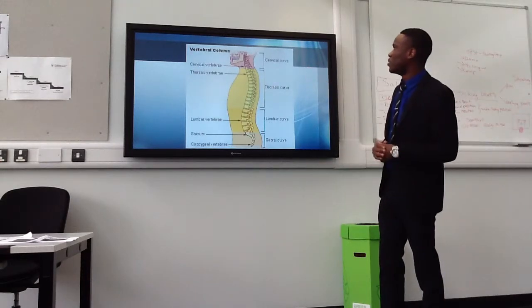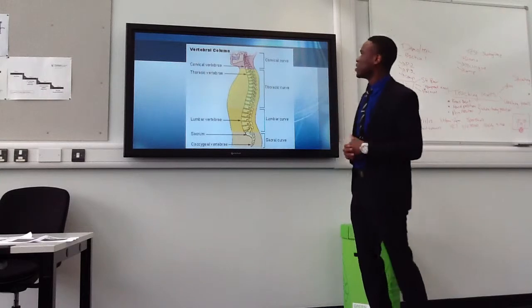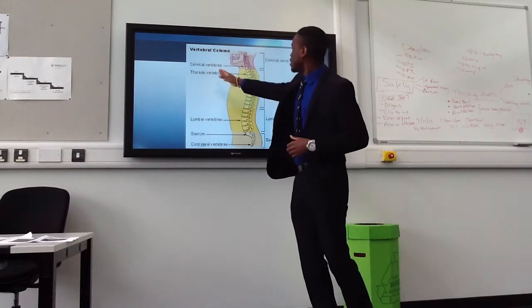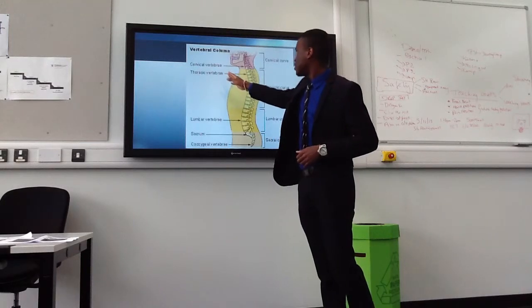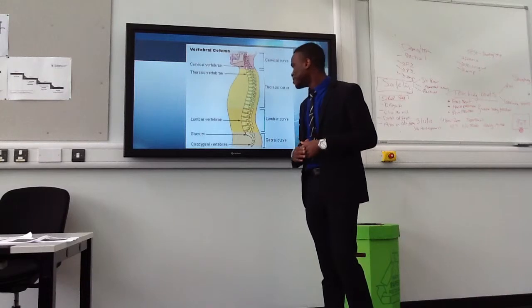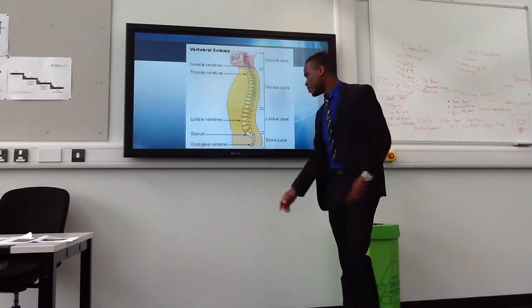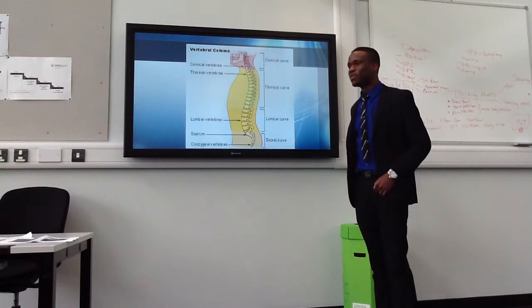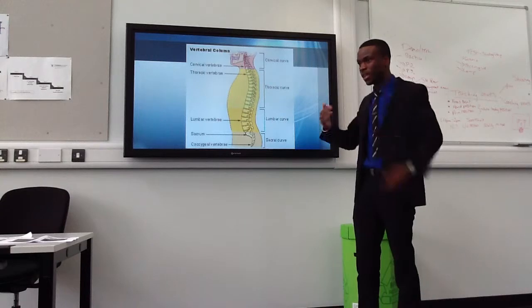This is a diagram of the vertebral column. These are the cervical curves. There's the cervical vertebrae, the thoracic vertebrae, the lumbar vertebrae, the sacrum, and the coccygeal vertebrae. I'm basically listing the different sections of the vertebrae, from here down to the tail.